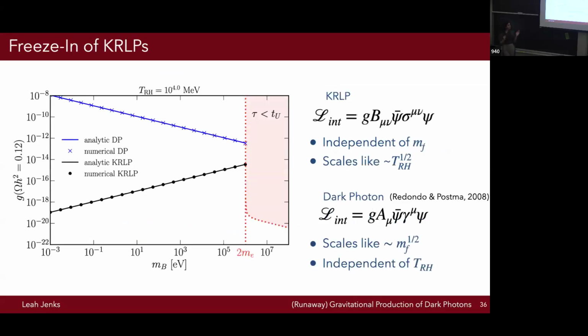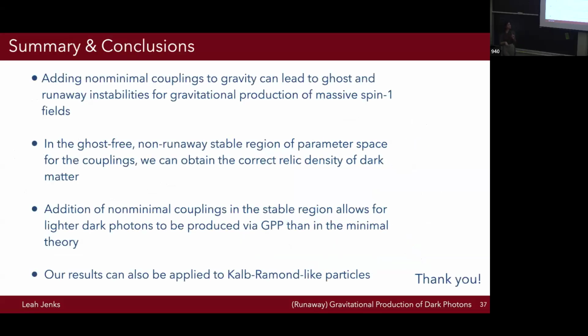So I'll just say very briefly to end that there are production mechanisms where these actually are distinct. So if we think about freeze-in, for example, you compare the freeze-in of these Kalb-Ramond-like fields to freeze-in of dark photons in this mass and coupling plane, they actually behave differently because these are kind of fundamentally different objects and interactions. So the scaling of these two things is different. But in the context of GPP, they're indistinguishable.